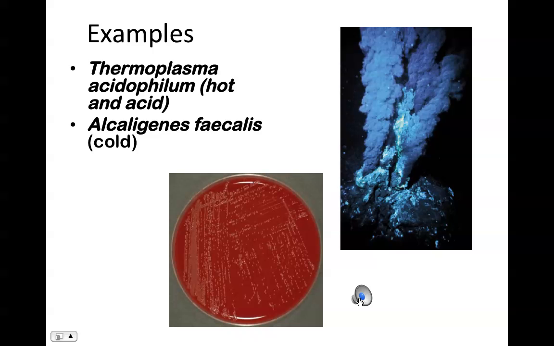Here are two scientific names of microorganisms that include in their name what kind of growth environment they prefer. Thermoplasma acidophilum, thermoplasma referring to heat-loving, acidophilum, acid. So this prefers a hot, acid environment for growth. Alkaligenes faecalis, alkaligenes, alkaline, prefers an alkaline pH environment.